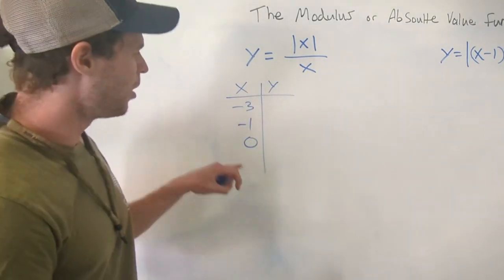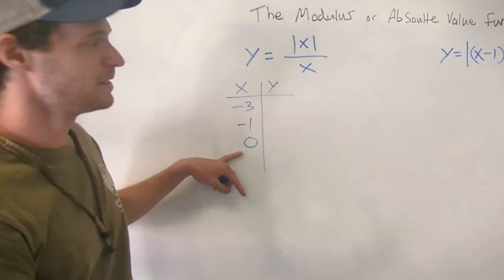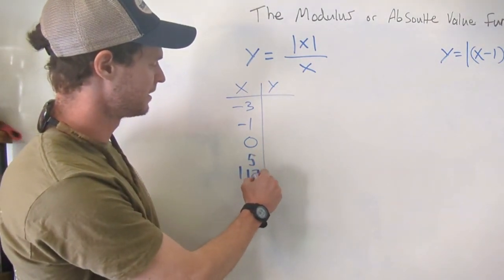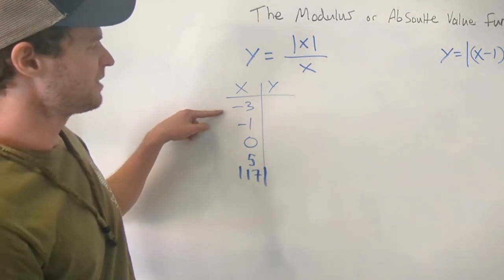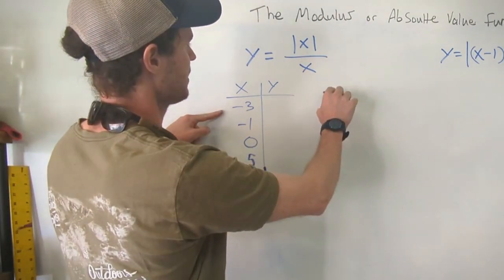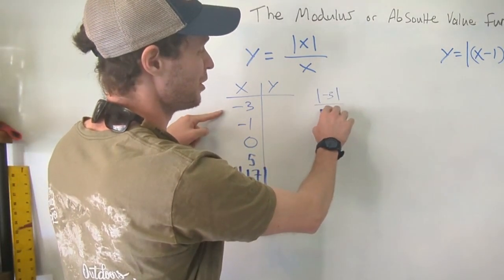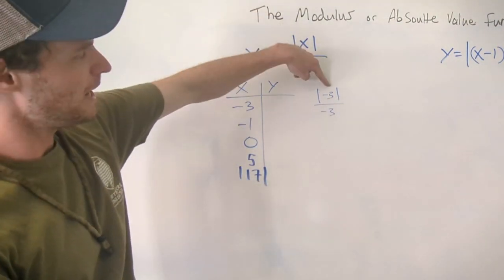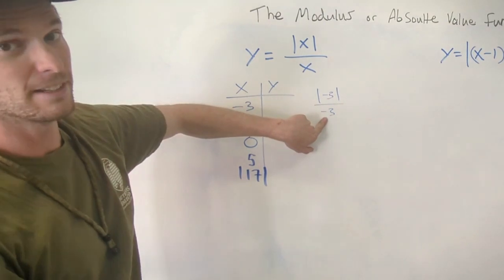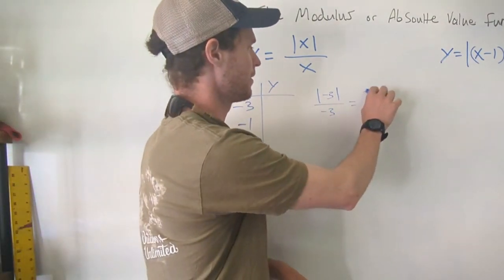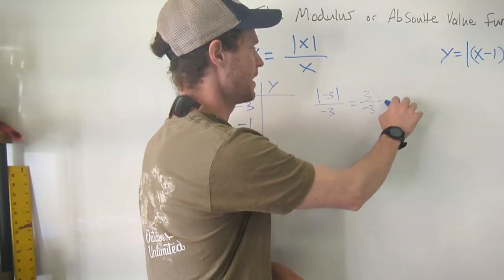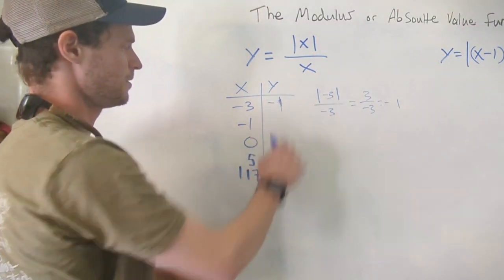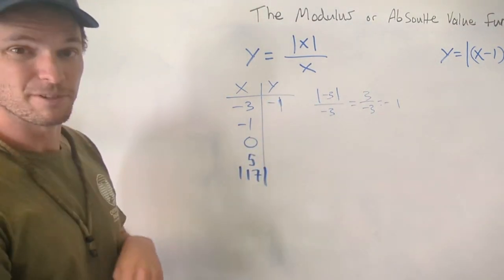Whenever you make a table, you almost always want to include x equals 0. It's kind of a key point of the graph. So nice to have that in there. And let's go look at -3. We plug that in. We're going to get -3 absolute value over -3. Notice the absolute value is going to make the top positive, but the bottom will remain negative. So we're going to get 3 over -3 for -1. You could pause the video, try the other ones if you felt like it.